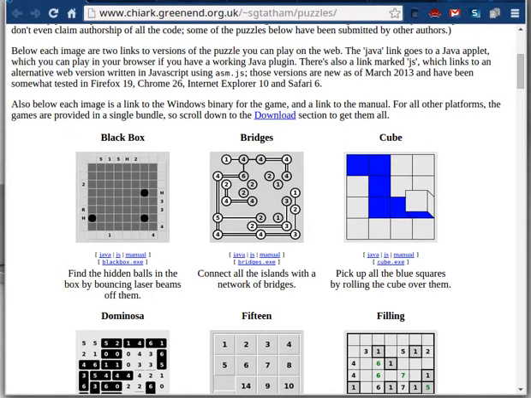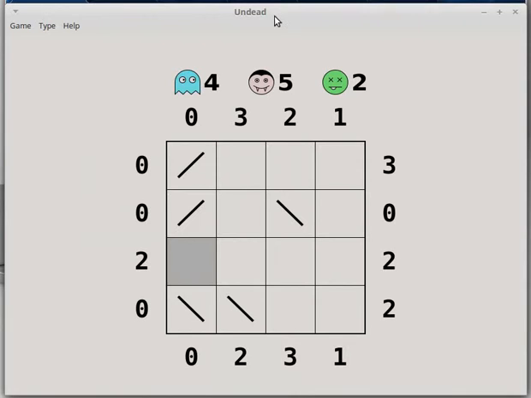Anyway, today I'm going to be talking about one of the games called Undead, and in this game you have to put various not alive and not dead creatures on the board: ghosts, vampires, and zombies. And these numbers here tell you how many monsters, period, you see when you look a certain direction. So this 3 means if you look up, then you'll see 3 monsters, and you go up and then you see reflection. So it counts all the reflected monsters as well.